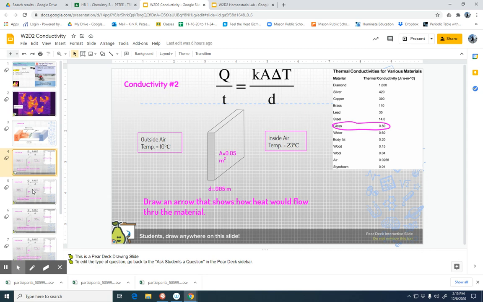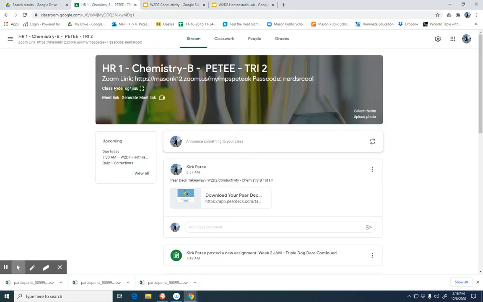This was done using Pear Deck, and most of the students received a summary Pear Deck in the stream. You can download your Pear Deck takeaway and take a look at your responses and go through those if you want to. It provides you with the information right there with what you did today in class. So that was our chemistry.